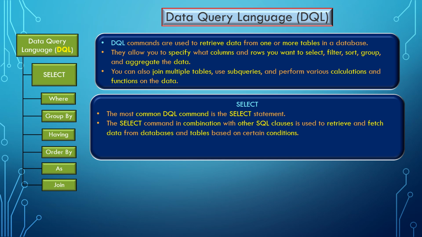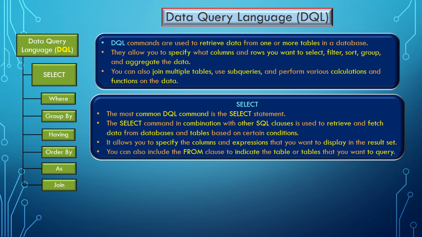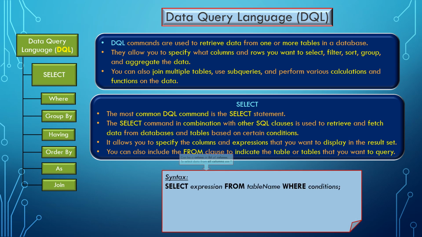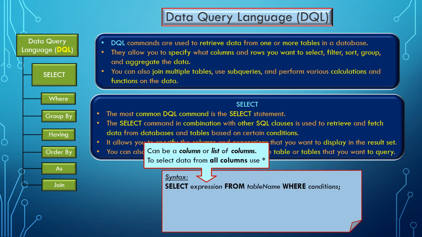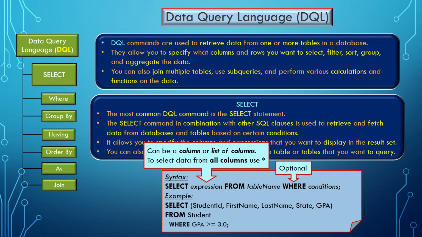The select command, in combination with other SQL clauses, is used to retrieve and fetch data from databases and tables based on certain conditions. It allows you to specify the columns and expressions that you want to display in the result set. You can also include the from clause to indicate the table or tables that you want to query. Here is an example of using the select statement. Here the expression can be a single column or a list of columns. To select data from all columns, use the asterisk. Note that the where clause is optional.